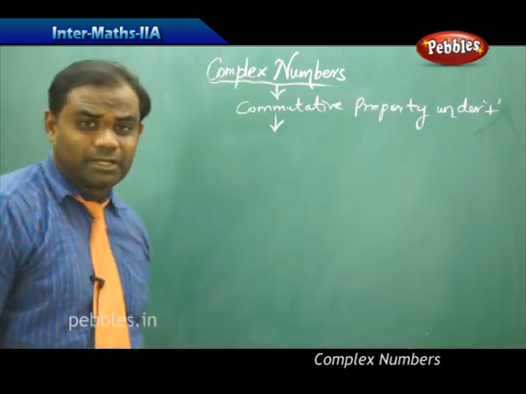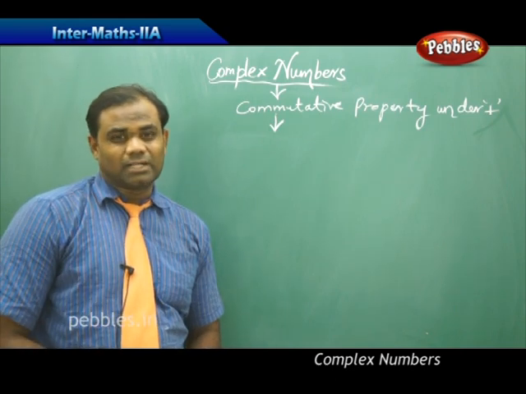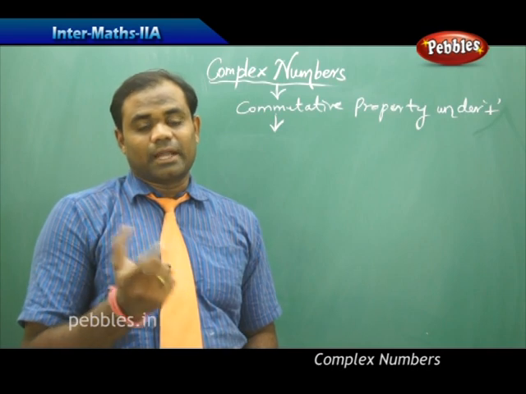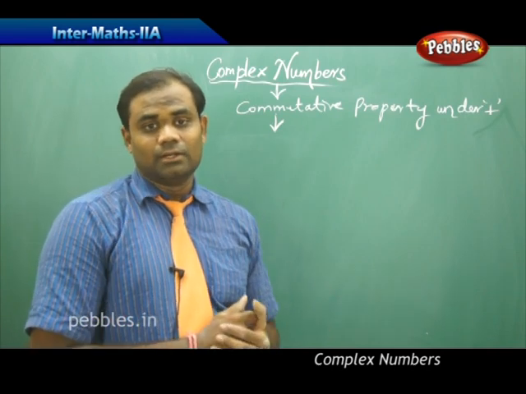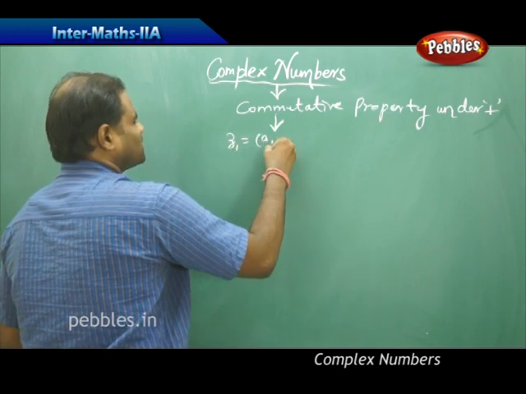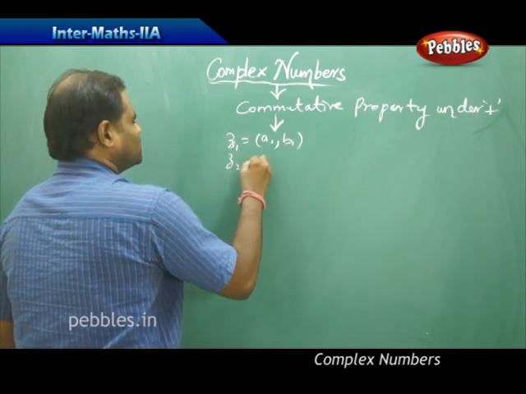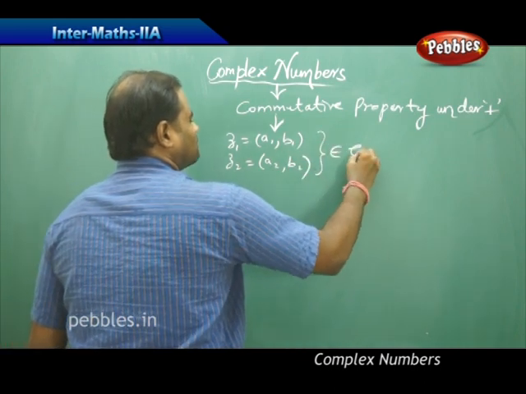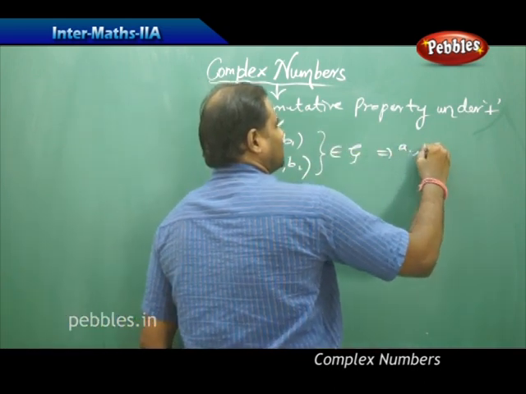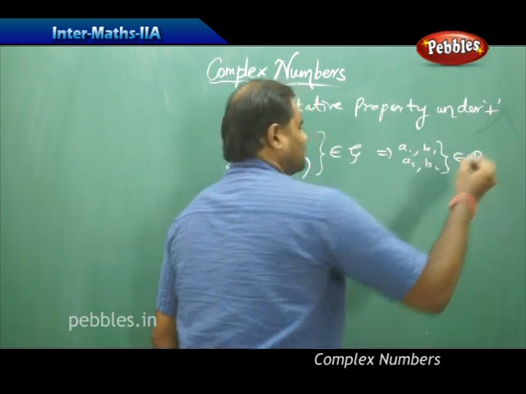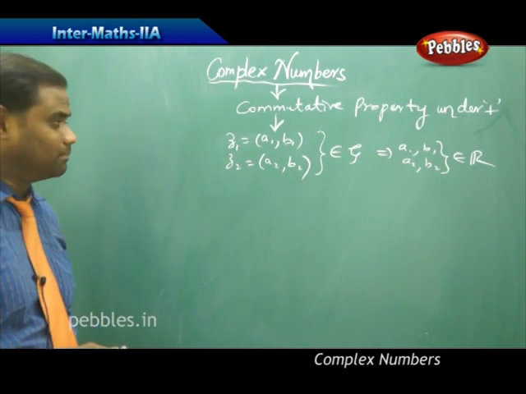Now let's see the commutative property. As we know, the commutative property is when I reverse a plus b and b plus a, they must be equal. So equally, if I have two complex numbers, z1 equals (a1, b1) and z2 equals (a2, b2) belonging to the complex numbers, that implies a1, b1, a2, b2 belong to real numbers by definition of complex numbers.